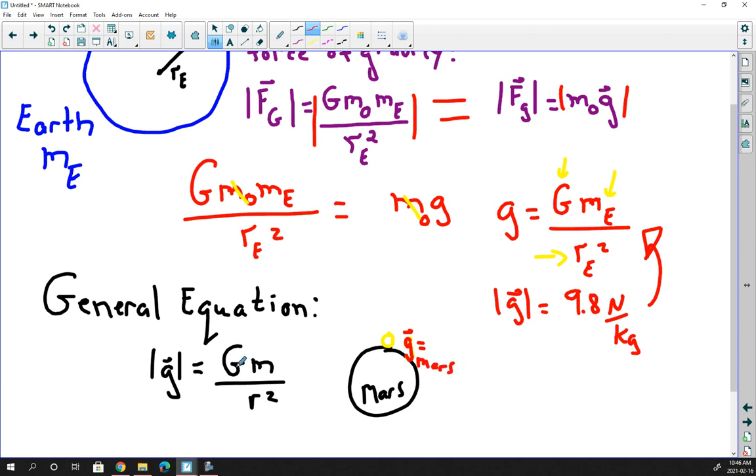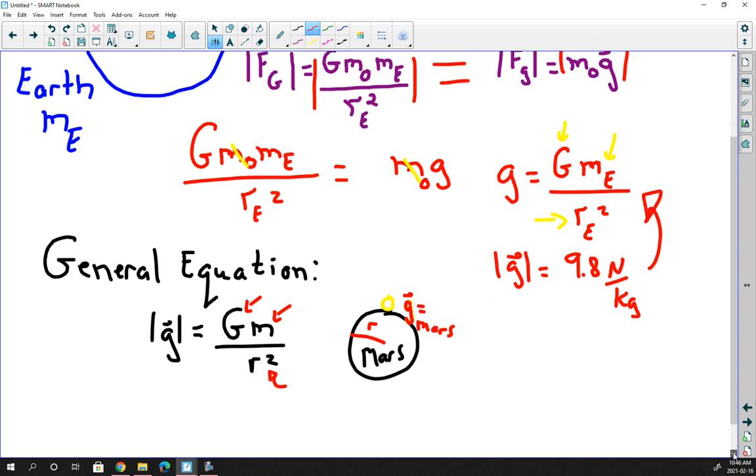Well, you would just use the universal gravitational constant. Now, the mass of Mars, right? We're not doing the Earth anymore. And now, here would be the radius of Mars. So bingo bango, you've just calculated G for Mars, and you can do that for the moon, any place. All right? And it's even better than that.